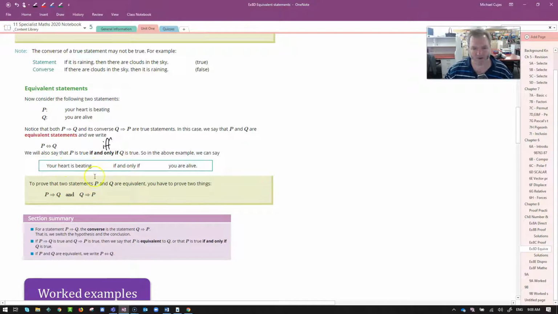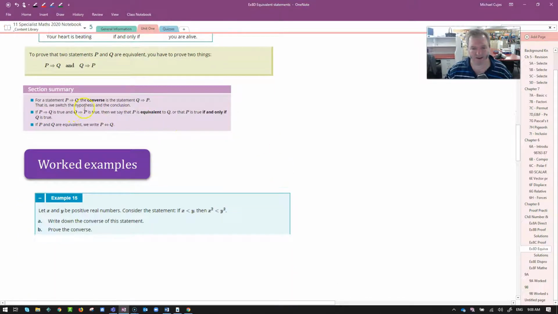And to prove equivalent statements, you have to prove it in both directions. I'd have to prove P implies Q, and I'd have to prove that Q implies P, and we're going to look at a couple of examples of those today. Again, there's a little summary of what we're talking about. It's really just the converse. If I have P implies Q, the converse is Q implies P, and for equivalent statements, P implies Q and Q implies P.